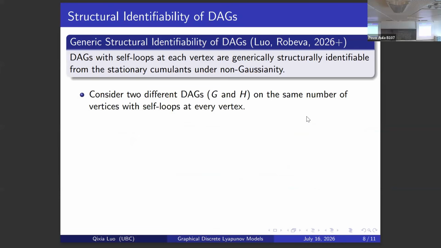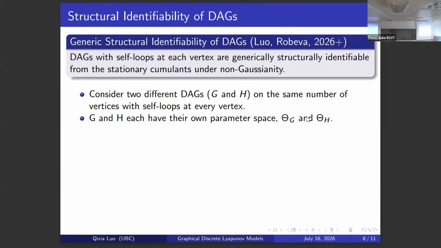Okay, so now I just want to present some answers to these questions. We have resolved the generic structural identifiability for DAGs. We show that DAGs with self-loops at each vertex are generically structurally identifiable if the noise is non-Gaussian. So I'll just talk about exactly what we do. We have two different DAGs, G and H, with the same number of vertices and self-loops at each vertex.